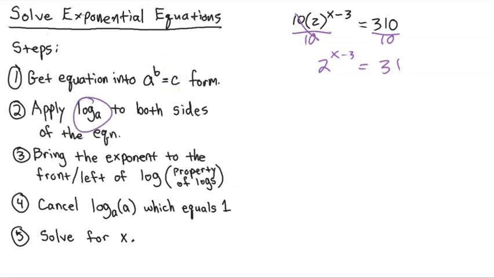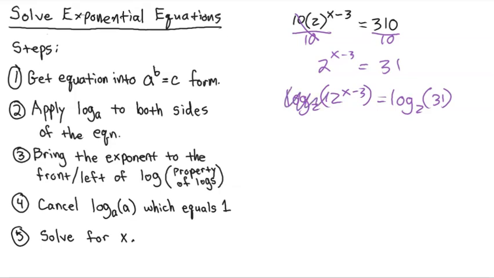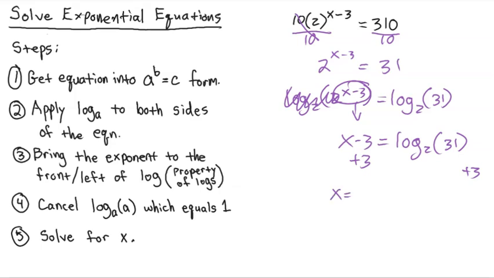Now we're going to apply log base 2 to both sides. We're going to do log base 2 of 2 to the power of x minus 3 is equal to log base 2 of 31. Over here, we're going to cancel the log base 2 of 2. We're going to bring down the x minus 3. x minus 3 is equal to log base 2 of 31. Almost done. Add 3 to both sides. Add 3. And x is equal to log base 2 of 31 plus 3.